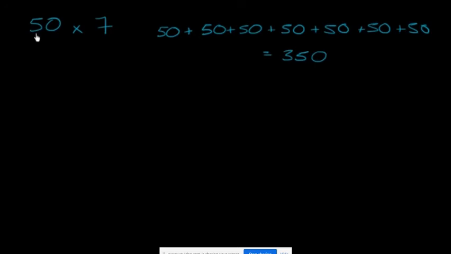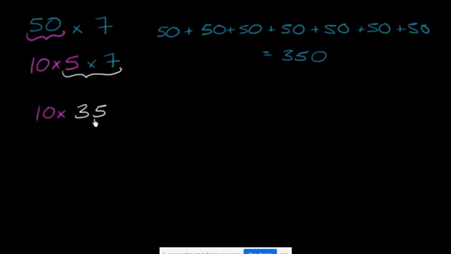You just need to realize that 50 is the same thing as 10 times 5. So we could write this as 10 times 5, and then we're multiplying that times 7. Once again, the order that we multiply does not matter, so we can multiply the 5 times the 7 first. We know that that is 35, and we're going to multiply that times 10. 10 times 35, well, we're just going to stick a 0 at the end of the 35, is going to be equal to 350.